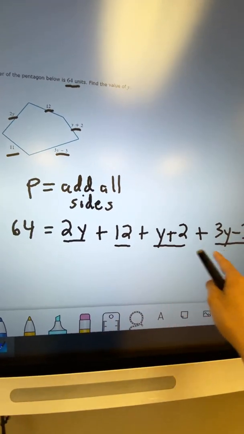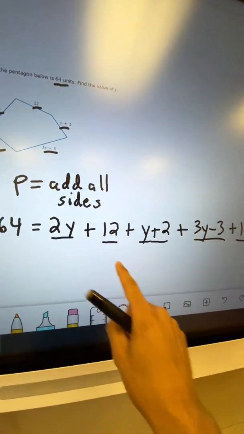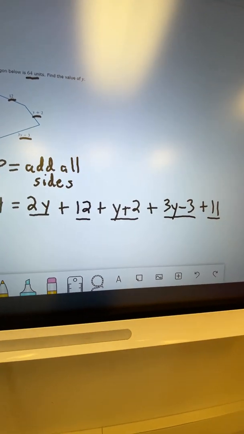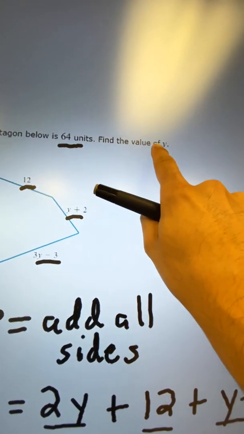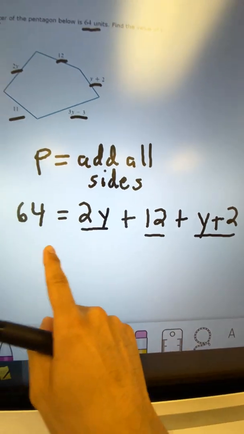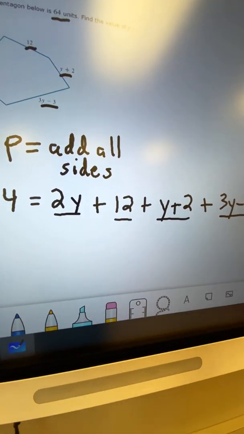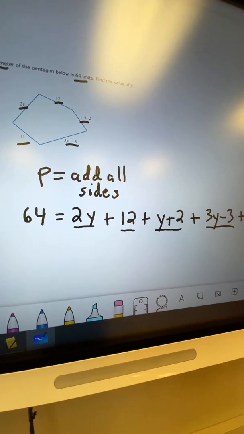So that's why it kind of helps if you mark it as you go. That way you don't miss any of your sides, because that does come up a lot where you might miss one of the sides. And again, if you look at the instructions, find the value of y. So if you want to solve for y, all you've got to do is go through the process of solving the equation, and you'll get your answer.